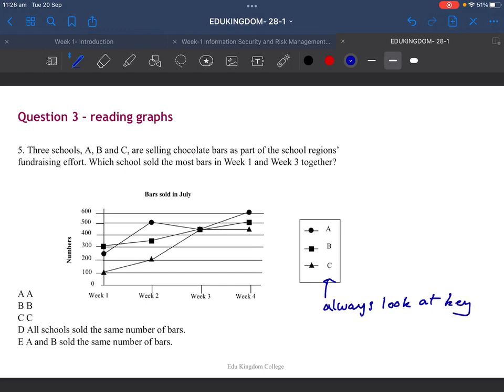Okay, and after looking at the key, we realize that, in the first week, we have B on the top, and in the third week, all 3 are the same. All are the same. Okay, if all are the same, and in week 1, B sold the most, then in total, guys, in week 1 and week 3 together, we have option B, selling the most. And that's why we immediately circle B. This shouldn't have been too difficult, as long as you read the graph.